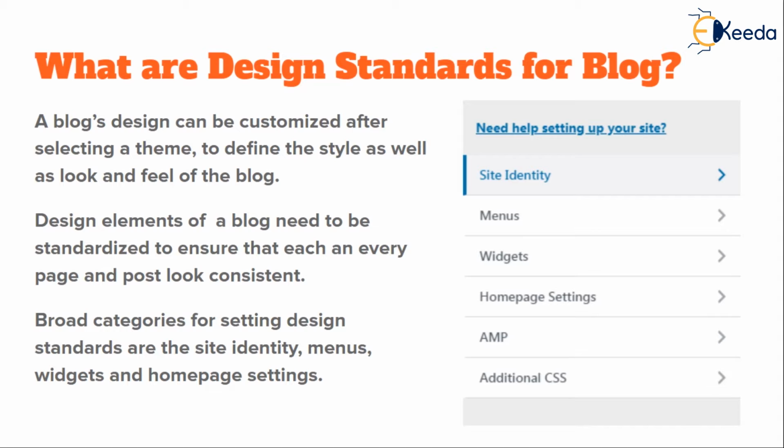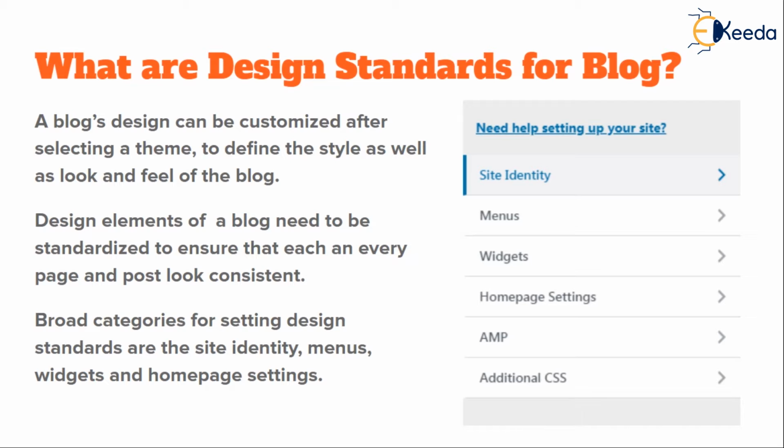Broad categories for setting design standards and making sure that everything is as per a particular vision of the blog are site identity, the menus, widgets, and the homepage settings. There are additional design standards like the AMP and additional CSS. The AMP makes sure that the blog site you're creating is mobile responsive and has accelerated mobile pages. You can make adjustments there, but it's more towards the technical side of blog management.